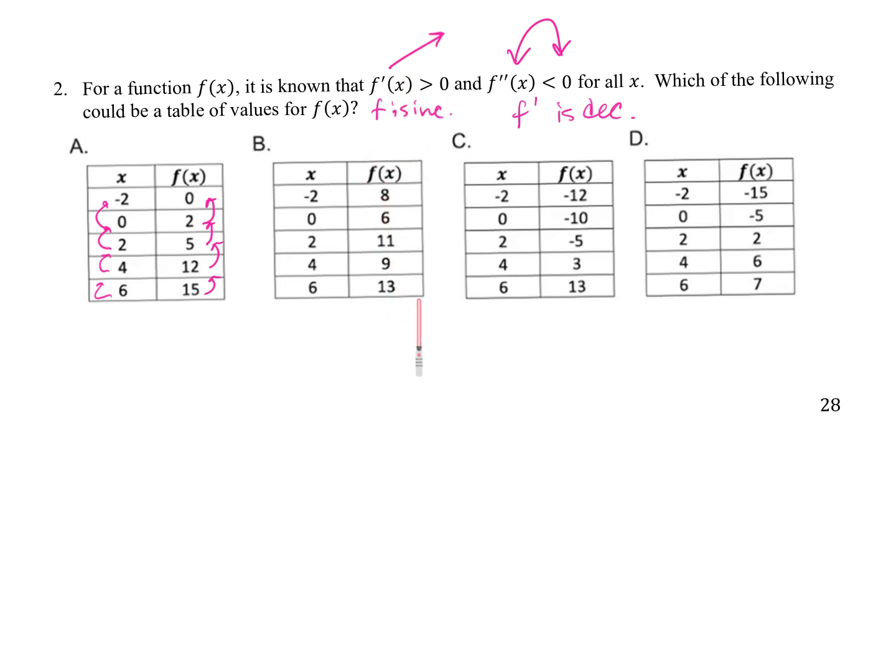So we could really just look at these y values. Are these y values getting bigger? Which one is not? B, we got a problem right there. It wasn't getting bigger there. And anywhere else? No. B is out. Okay.